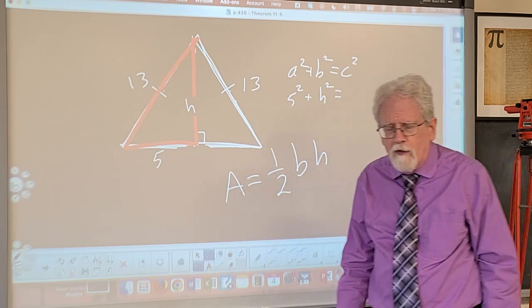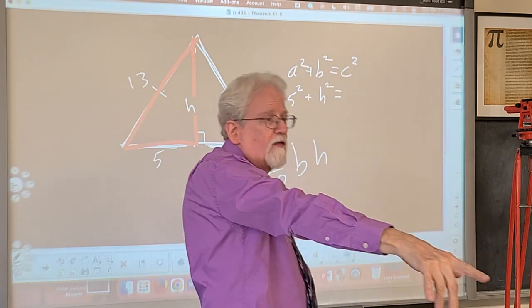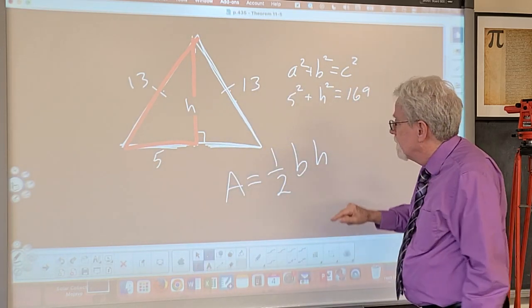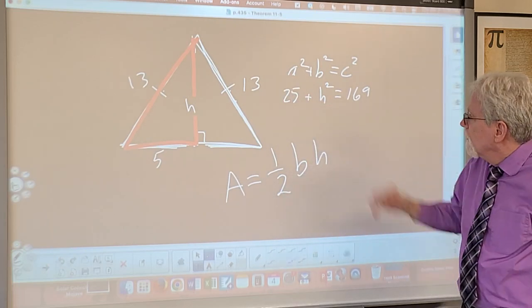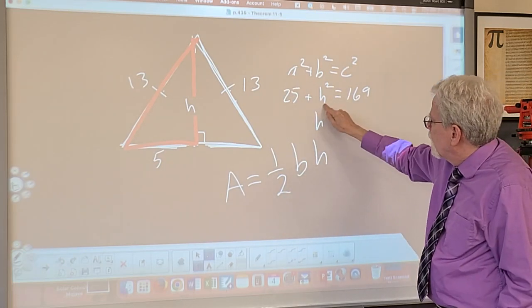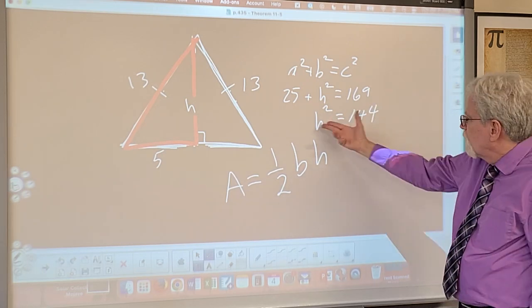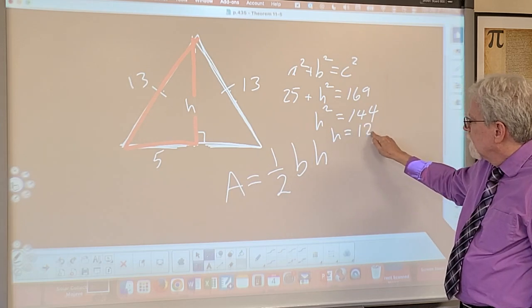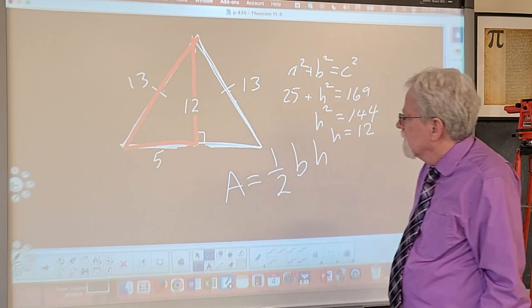What's 13 squared? 13 squared, anyone know what 13 squared is? Yes, 169, you're right. 169. That's, of course, 25, 5 squared. Subtract 25 from both sides, we get h squared equals 144. And if h squared is 144, then h must be 12. Ta-da! So any way you look at it, h is 12.